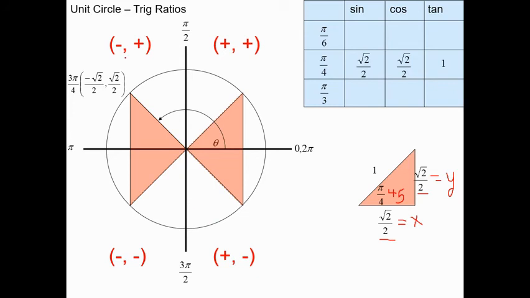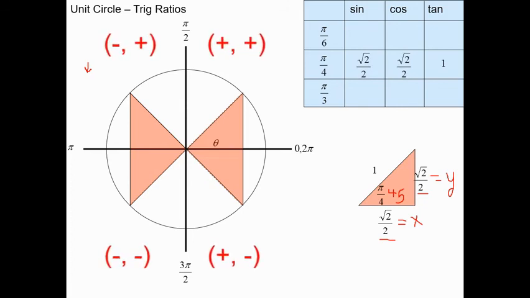The only thing that changes is which one has the negative, or if both of them have the negative. So there we are for 5 pi over 4. Both of them are negative because that's the third quadrant, and everything's negative in the third quadrant. And then for the fourth quadrant, just the y is negative for 7 pi over 4. The tangent is always 1 for 45 degrees.